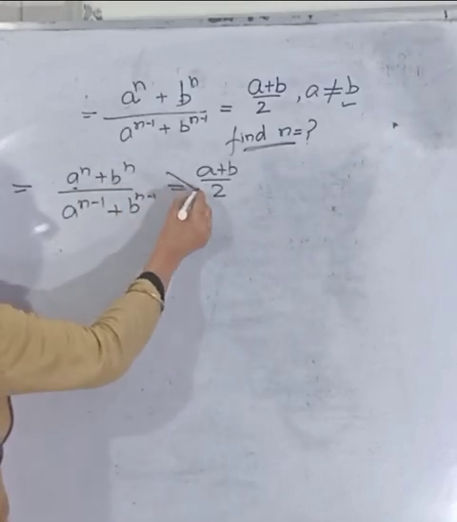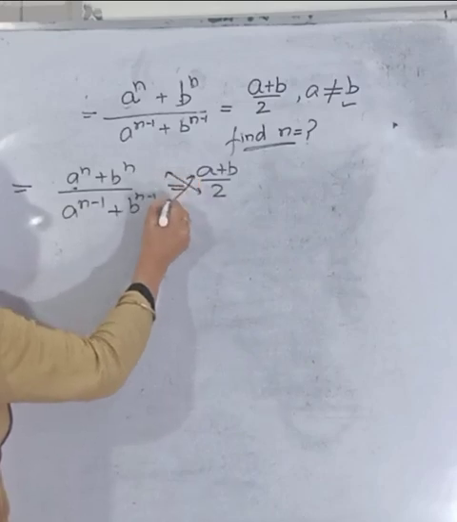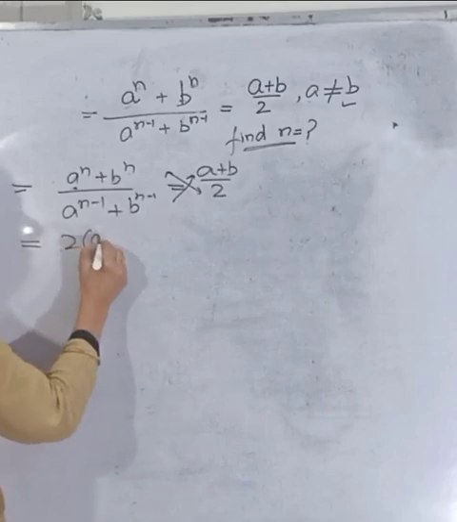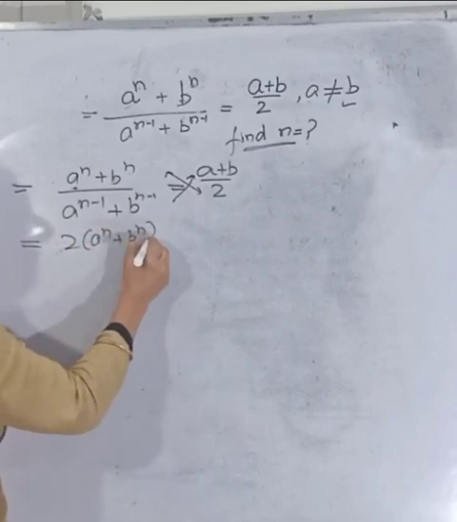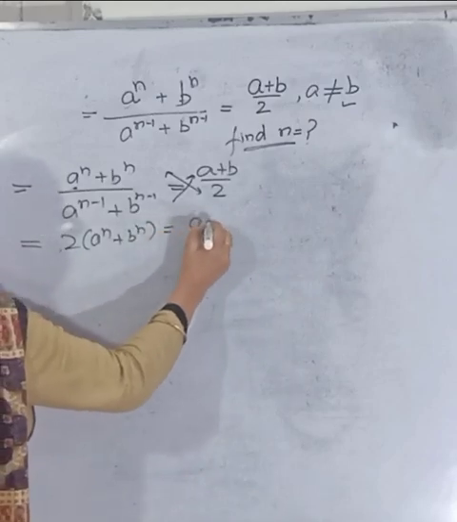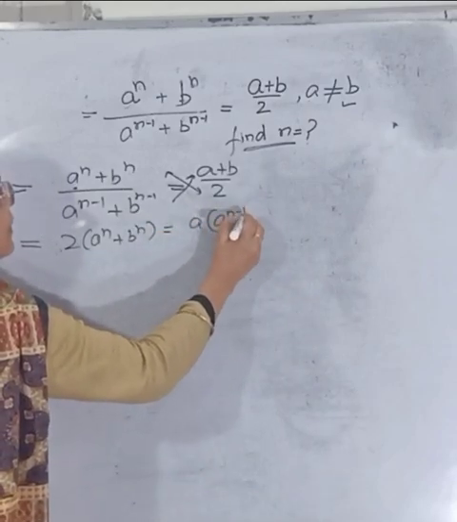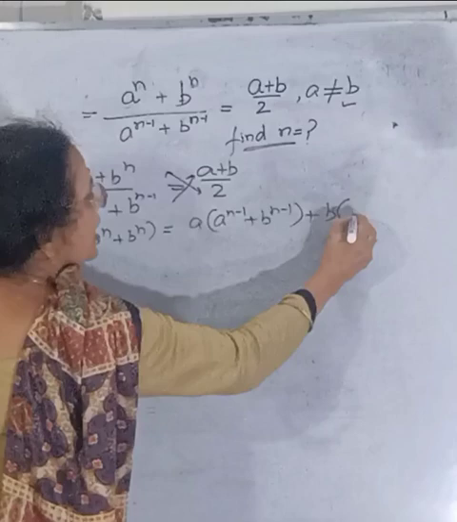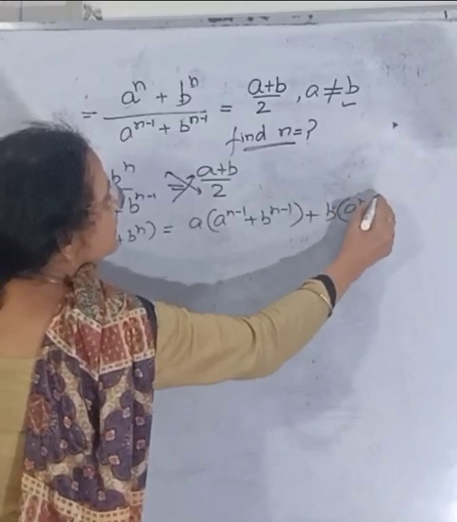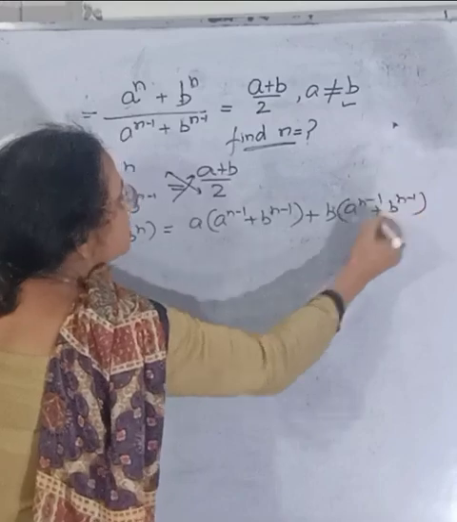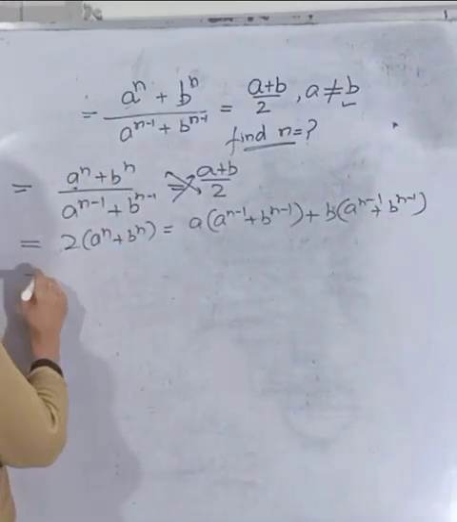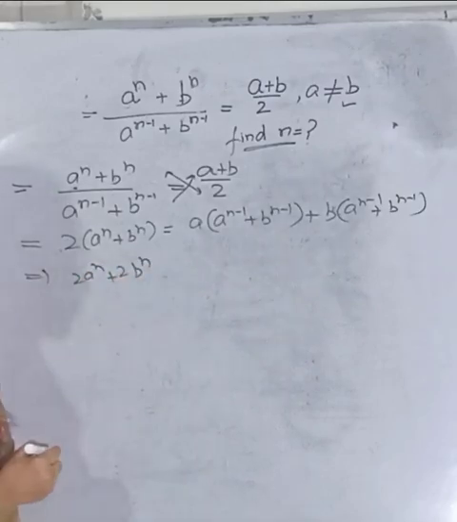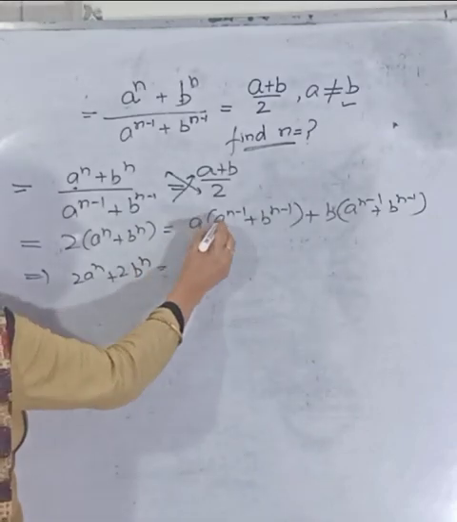Cross multiplication. We are going to cross multiply. This gets multiplied by this, and this gets multiplied by this. So 2 times (a^n + b^n) will be equal to (a + b) multiplied by (a^(n-1) + b^(n-1)). Now this will be equal to 2a^n + 2b^n. This will be equal to, a gets multiplied over here.